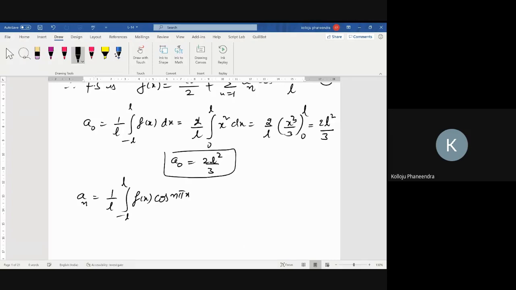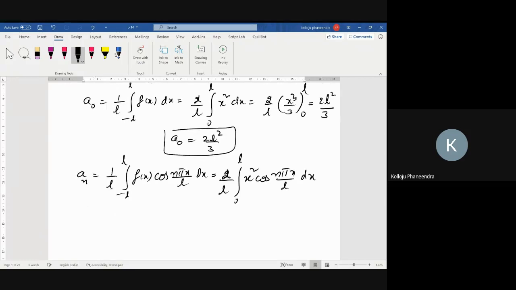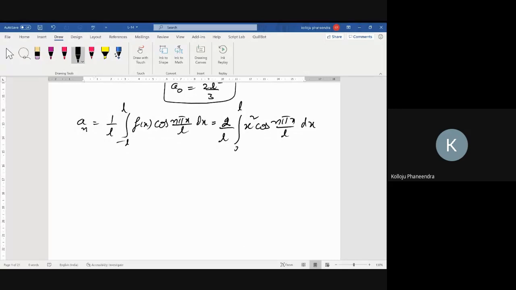Similarly, an value is 1 by L, integral from minus L to L of f of x into cos n pi x by L dx. So this is 2 by L, integral from 0 to L, since it is an even function and cosine is also an even function. One can write it like this. Now, this is by parts formula.